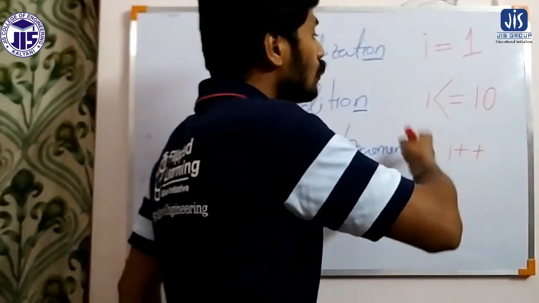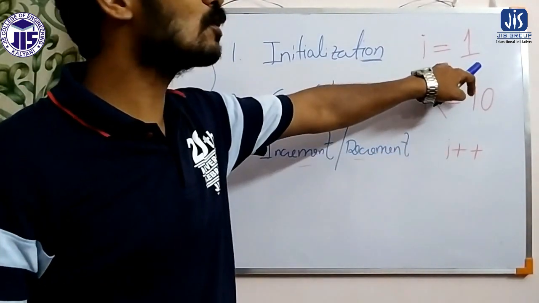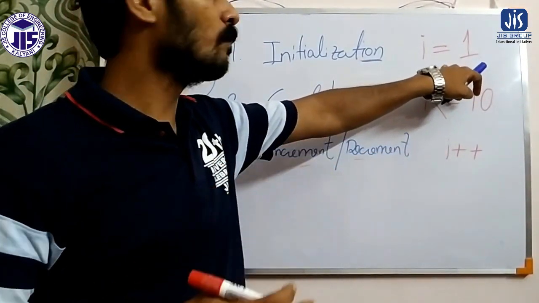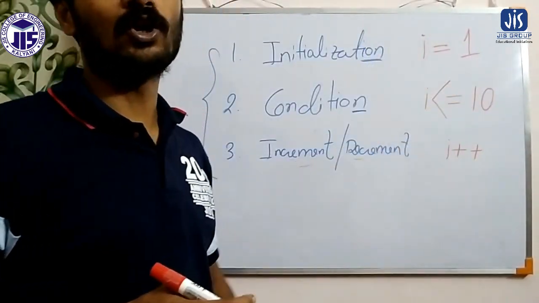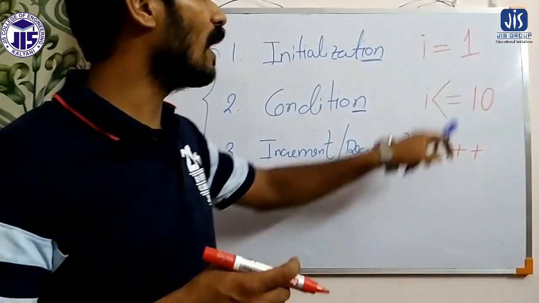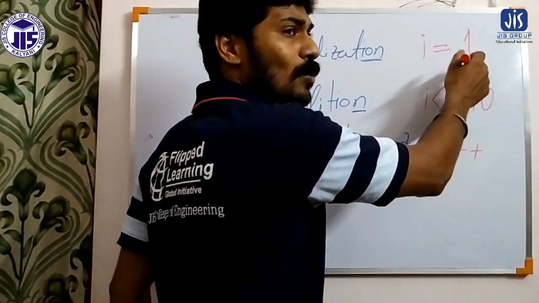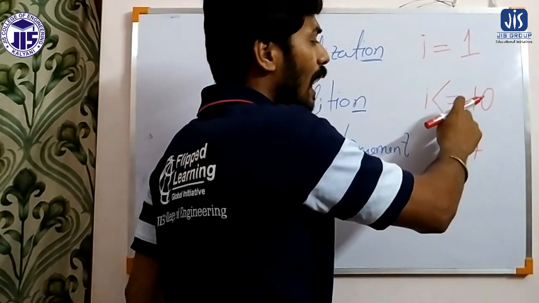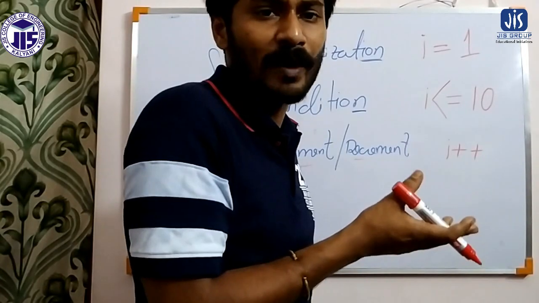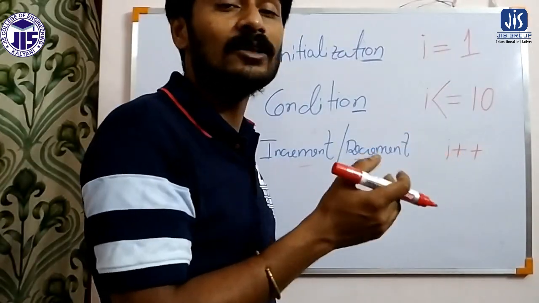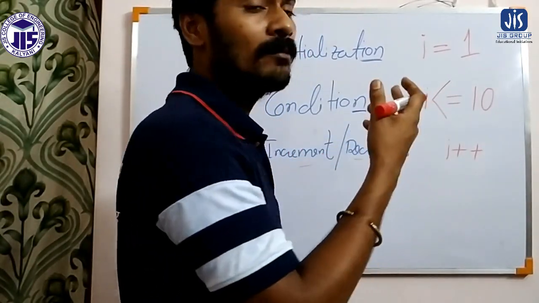So how can we control by using these three components? First is I equals 1, so we will start from 1. Then it will check whether the value of I is satisfying the condition or not. When the value of I is 1, the condition is I less than equals to 10, that means 1 less than equals to 10. So the condition is satisfied. Then it will go to the increment operation, so the value of I will become 2.